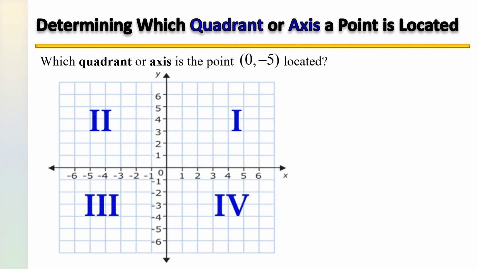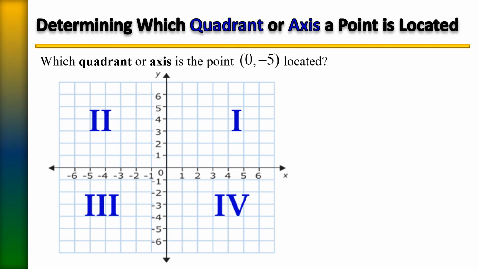In this next example, we're asked which quadrant or axis is the point (0, -5) located. Well, here's a hint. Anytime your coordinates have a zero in them, that means that it is not located inside a quadrant. It would be on a line, or an axis. So it would be either on the x-axis or the y-axis. So let's plot this point to see where it's located.